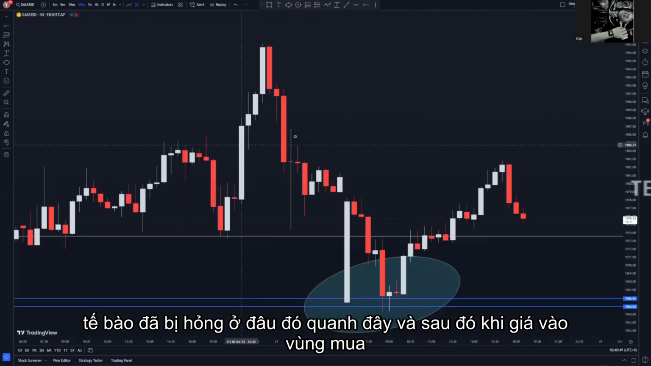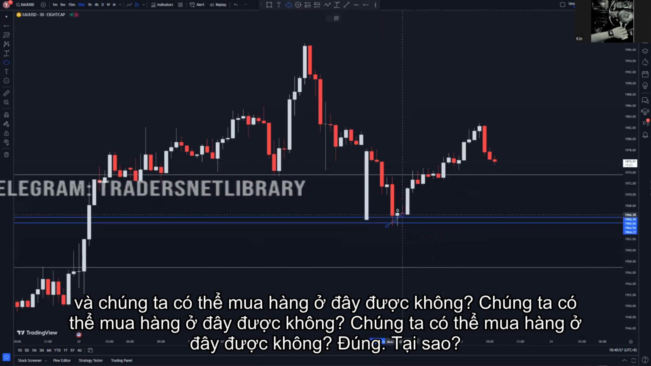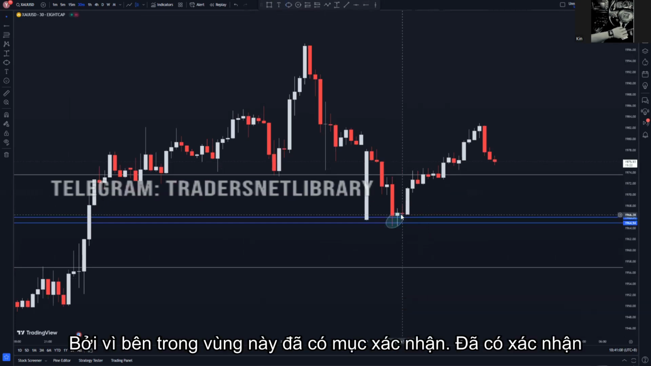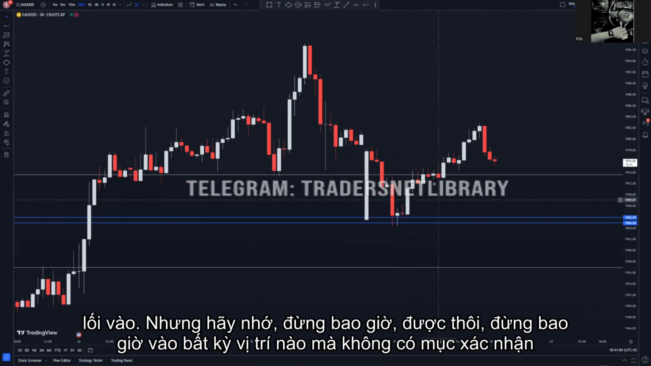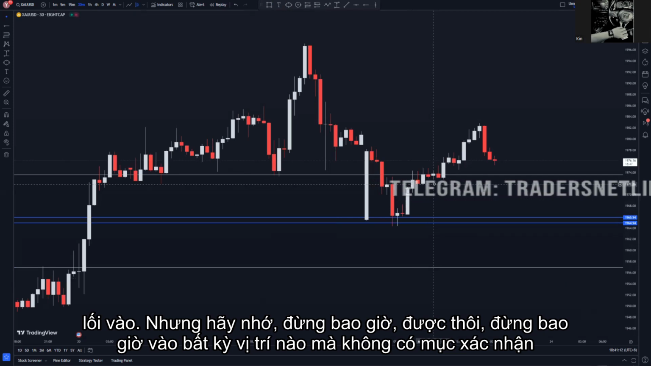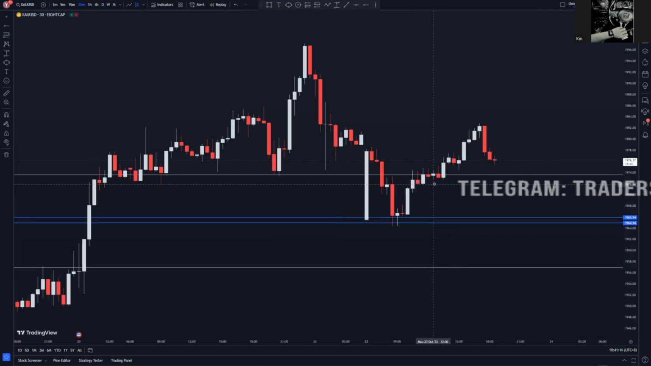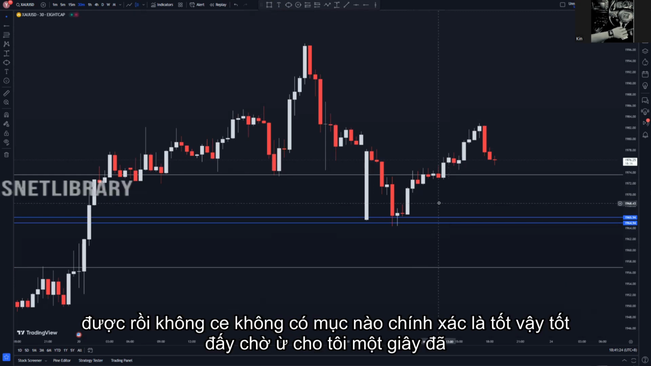And then when the price gets into the buy zone, can we take a buy here? Yes. Why? Because inside of this zone, there was a confirmation entry. But remember, don't ever enter any position without the confirmation entry. Don't ever take the trades without using the confirmation entry. No CE, no entry.